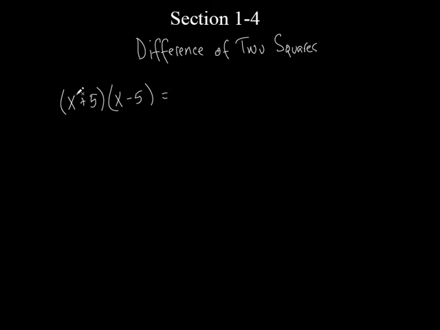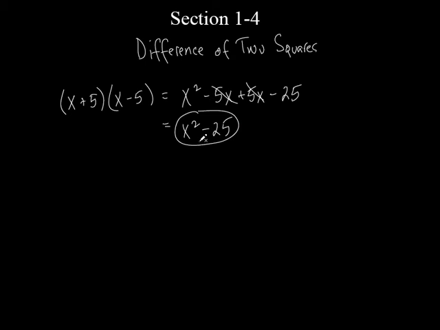Alright, so let's go ahead and FOIL it. So x times x is x squared. And then the outside is minus 5x. The inside is positive 5x, or plus 5x. And then the last is minus 25. Alright, and then we work this thing out. X squared. Look, those add up to 0, or cancel out, a lot of people say. And it's minus 25, and that's your answer. Okay, that's pretty easy, isn't it?